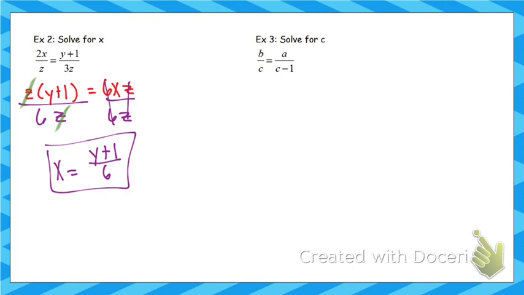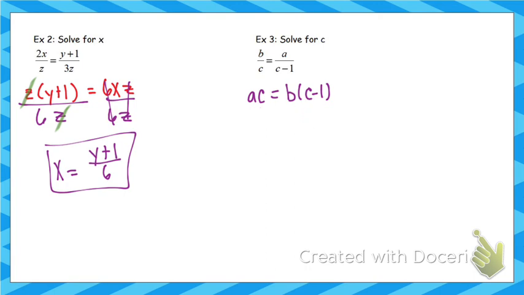All right, let's go ahead and try the next one, solving for c. Again, I'll go ahead and cross multiply, so I'll get a times c equals b times c minus 1. Now, a little bit of a different story here. I can't just divide by a because then my answer still has a c in it. That doesn't work. I have to get all of the c's together.